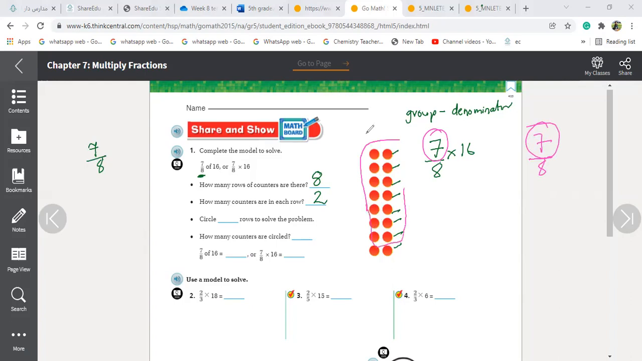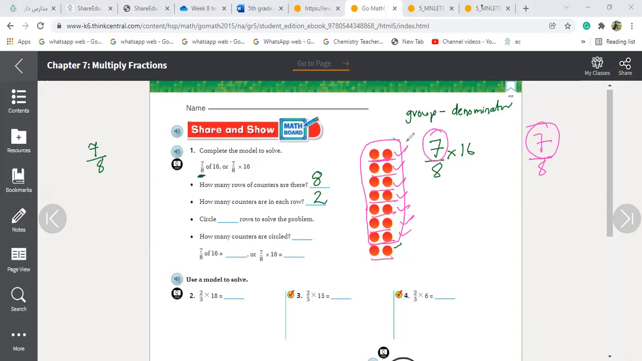How many counters are there in 7? Miral Khamis, out of 8, there were 8, right? 1, 2, 3, 4, 5, 6, 7, 8. I circled 7 groups. In seven groups, how many counters are there? 2. In one group you have 2.